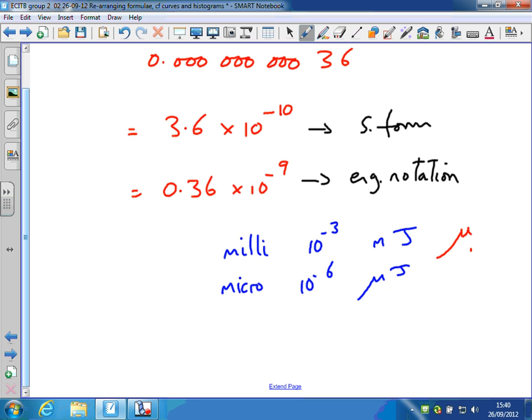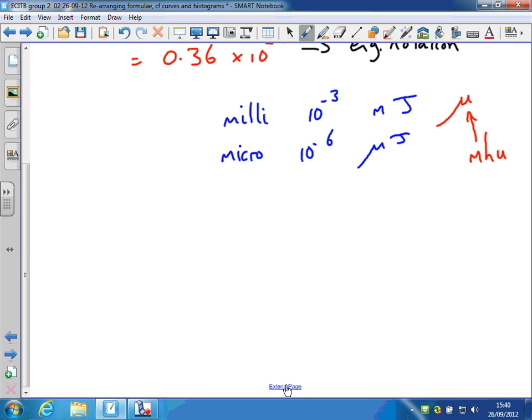Like that is the Greek letter mu, M-H-U, and that's used to represent micro, always. So that's a common symbol to represent micro something. The Greek letter mu. 10 to the minus 9. No, that's the next one. Yeah. Nano. So nanojoules.